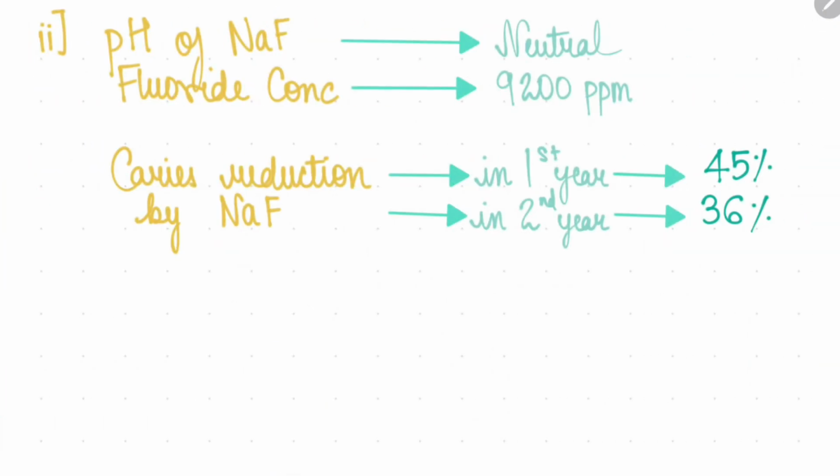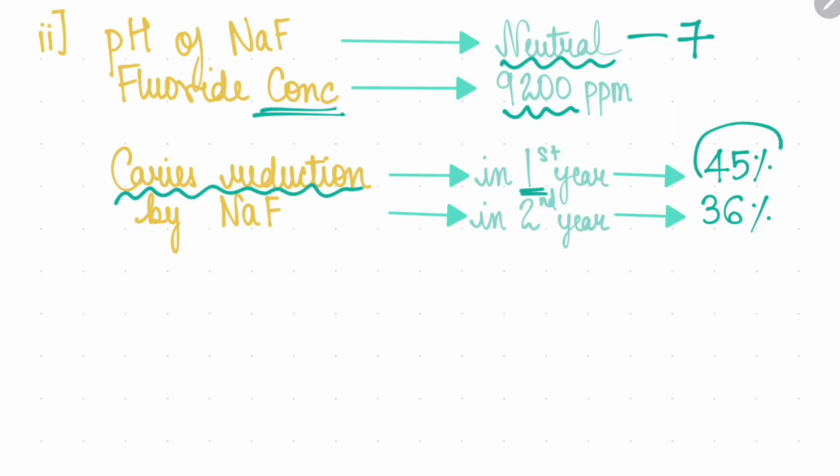Moving forward, what is the pH of sodium fluoride? It has a neutral pH, meaning the pH is 7. And what is the fluoride concentration of it? It is 9200 ppm. And on the application of sodium fluoride, what is the rate of caries reduction? In the first year, the caries reduction was seen as 45%, and in the second year, it was seen as 36%. So with this, we come to the end of the introduction.